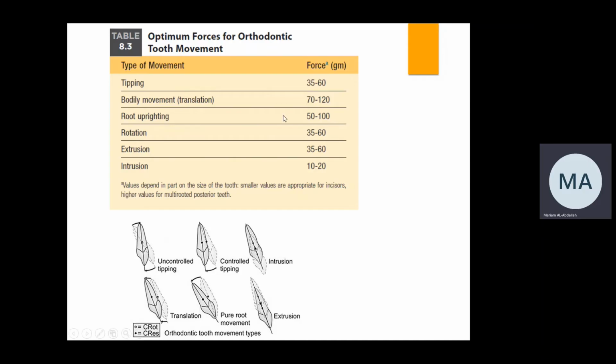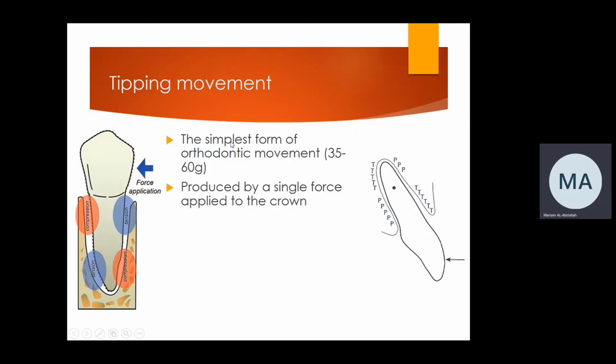Okay, so optimal force magnitude will differ according to the type of tooth movement. Tipping movement is the simplest form of orthodontic tooth movement, and as we said, it requires 35 to 60 grams to be produced efficiently. And it is produced by applying a single force contact to the tooth in order to end up with a moment. So the moment applied to the tooth will produce tipping movement.